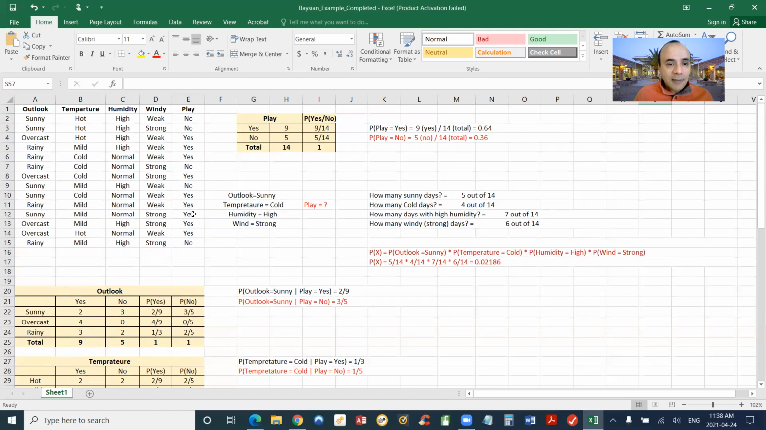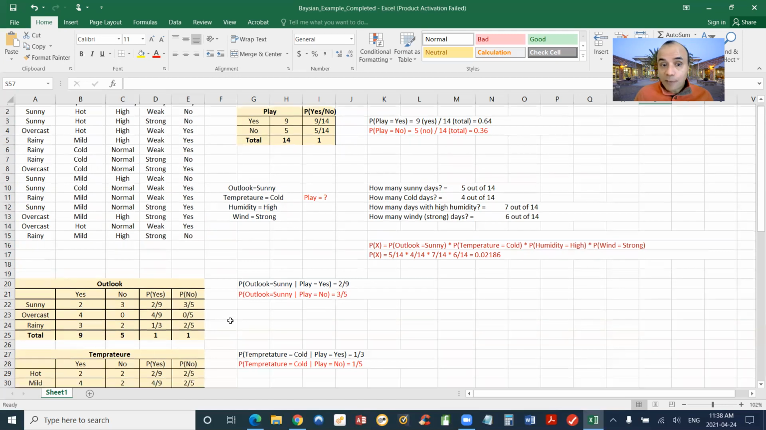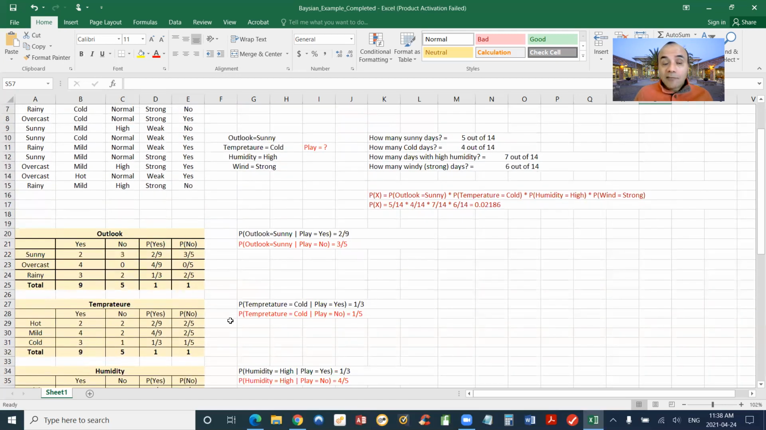Rainy, that's 3. And then 2 no's. So 3 yeses and 2 no's. So I could potentially do that. Now, I want to calculate the probability against the target.